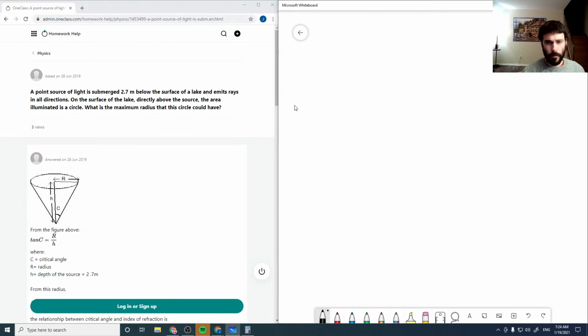So here's my next one. A point source of light is submerged 2.70 meters below a lake and emits rays in all directions. On the surface of the lake, the area illuminated is a circle. What is the maximum radius that this circle could have? Okay, so this is just a refraction question.